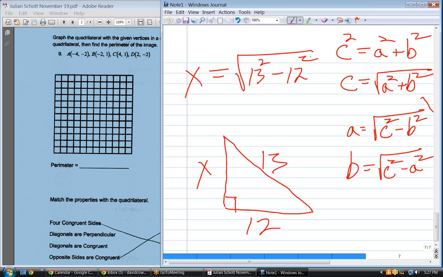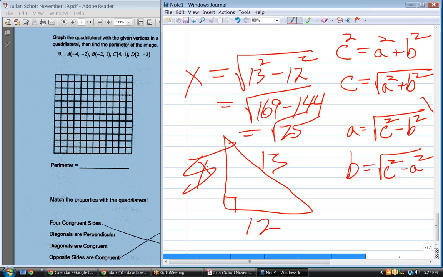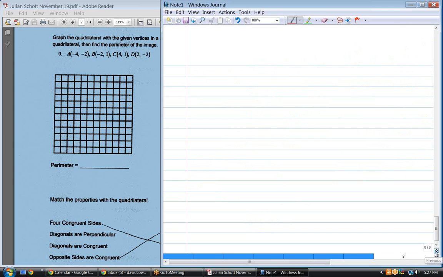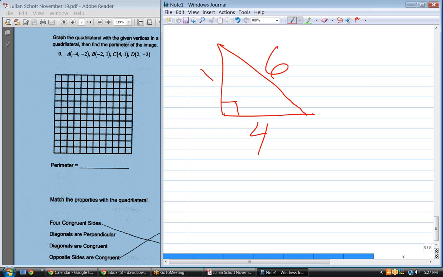Well, that is 169 minus 144, which is the square root of 25, which is 5. And that is why that is a 5, 12, 13 triangle. Okay, we've got 3 minutes. Let me just give you some right triangles and have you solve them. Like I said, you can't get too much practice. What's x?